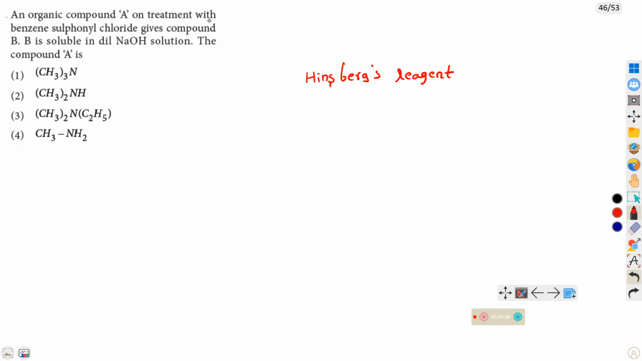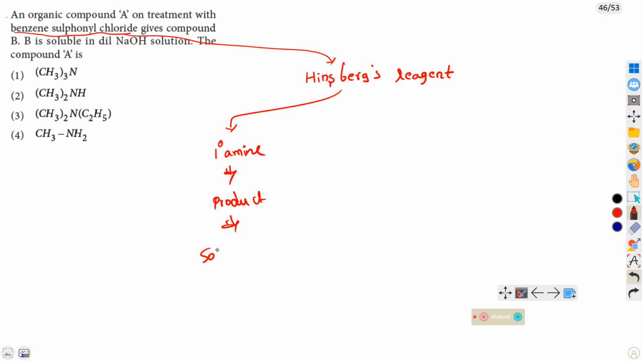An organic compound A on treatment with benzene sulfonyl chloride, Hinsberg's reagent, gives compound B. B is soluble in dilute NaOH. We know that Hinsberg's reagent reacts with a 1 degree amine, then it gives a product. The product is soluble in alkali. 2 degree amine gives a product. The product is insoluble in alkali.